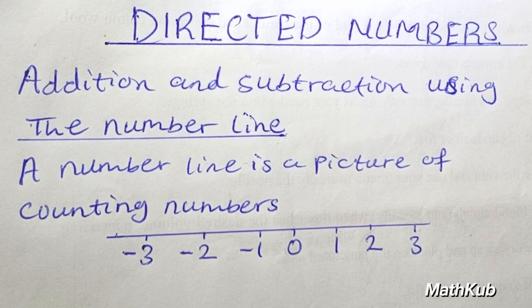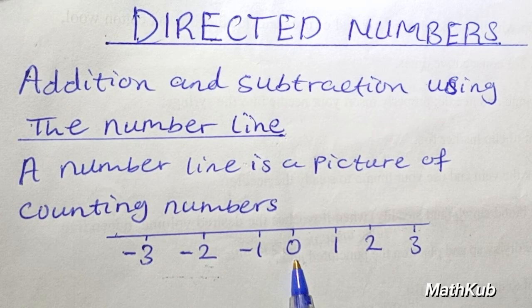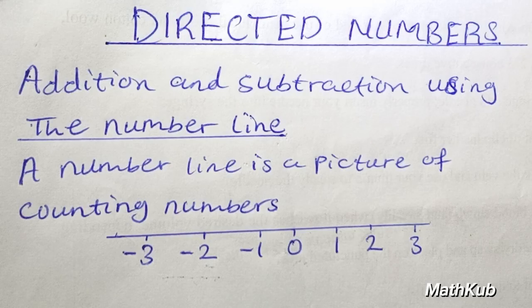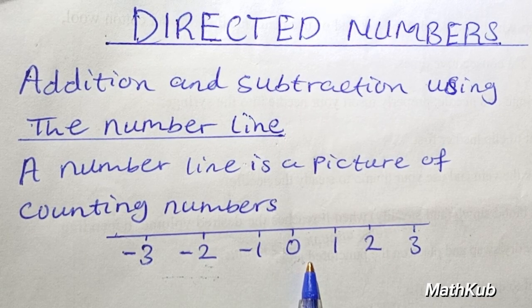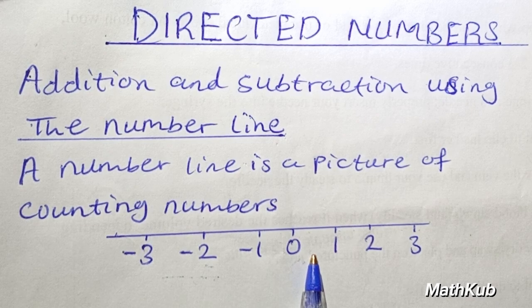So this is exactly how a number line looks. We have the left hand side to be what? The negative numbers. Now 0 is what? 0 is neither positive nor negative. 0 is like saying neutral. So we use 0 as the middle, to represent the middle number.